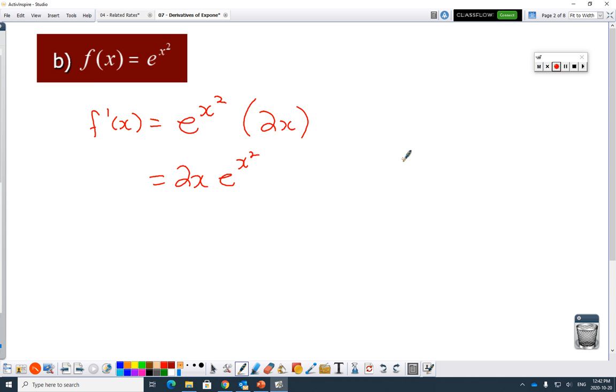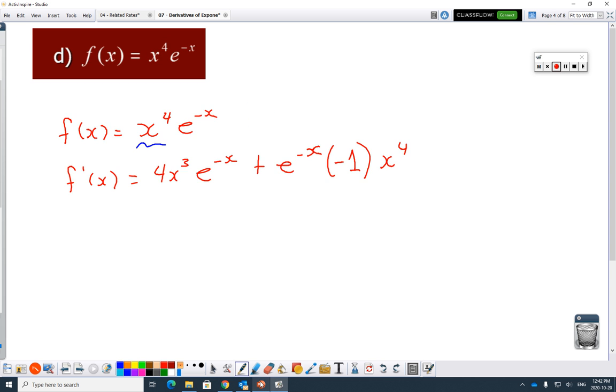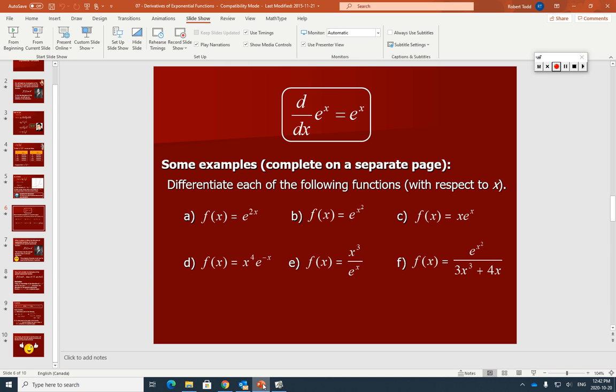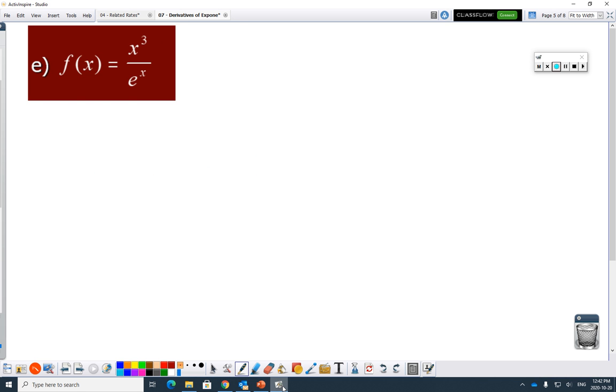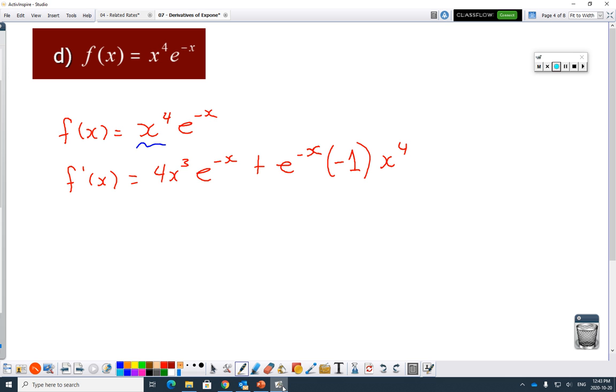When we did e to the x, what's the derivative of x? 1. So you're multiplying by 1. When the exponent's just x, you don't have to worry about stuff like that. But always derivative of the inside.